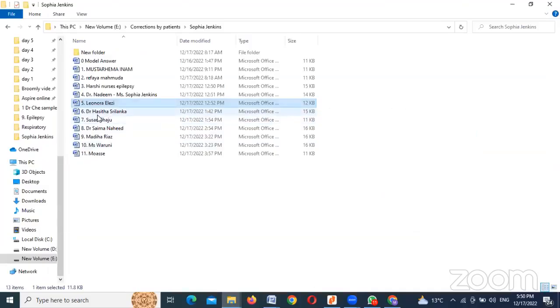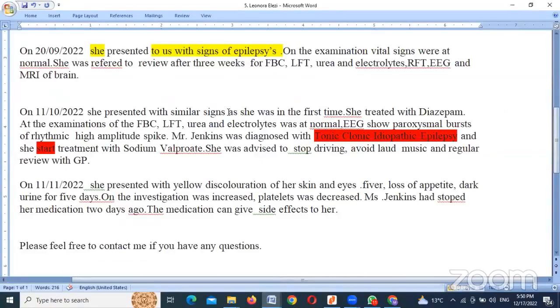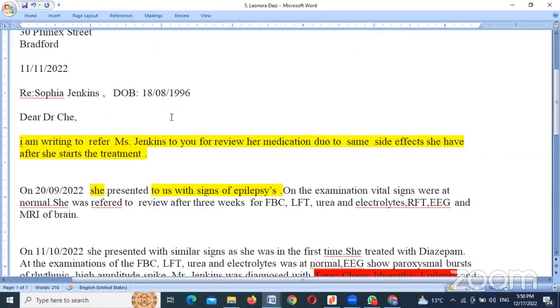Okay, Dr. Hasita from Sri Lanka is there. Mr. Ryanan, do you know? I knew it from the purpose. This is a new student. Yeah, from the style of writing.